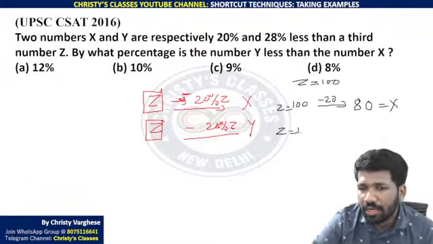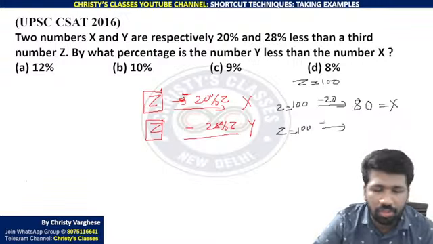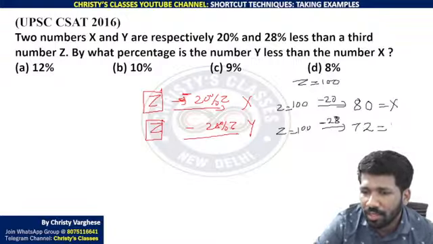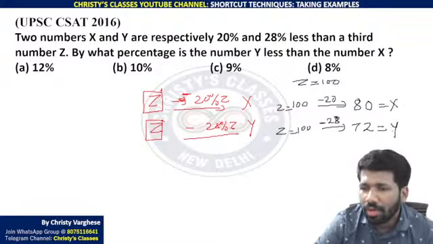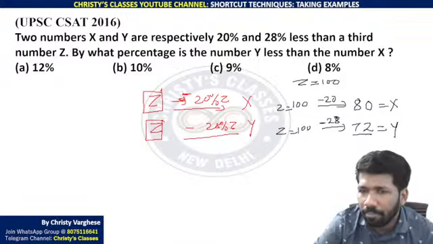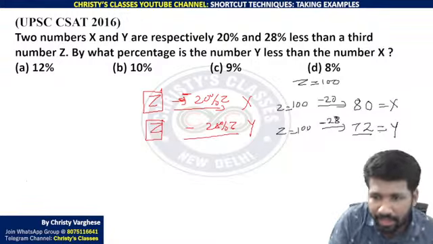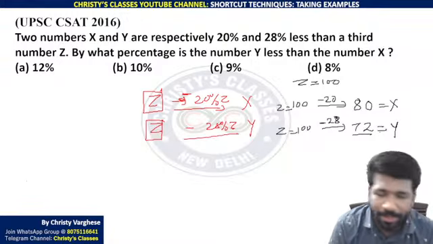Now z is 100, we assumed. So what about y? 28% of z should be reduced from z. So from 100 you subtract 28% of 100. 28% of 100 is 28 itself. 28 reduced is 72. That is y. So now you got everything with respect to numbers itself, no variables. That will avoid the confusion. That is why taking an example is useful here.